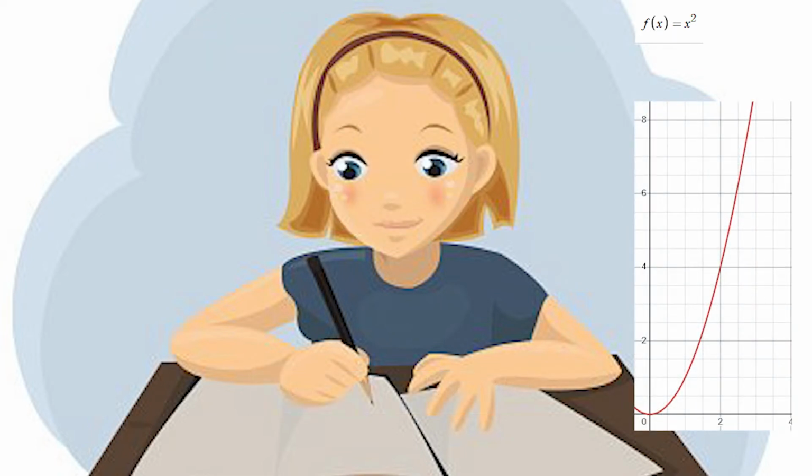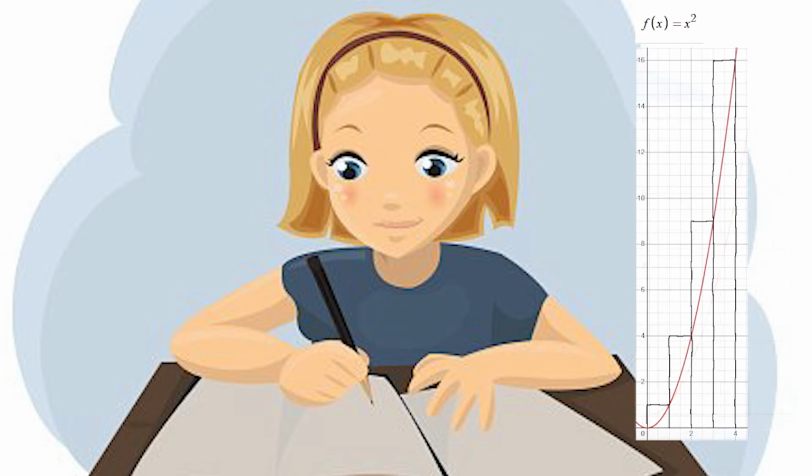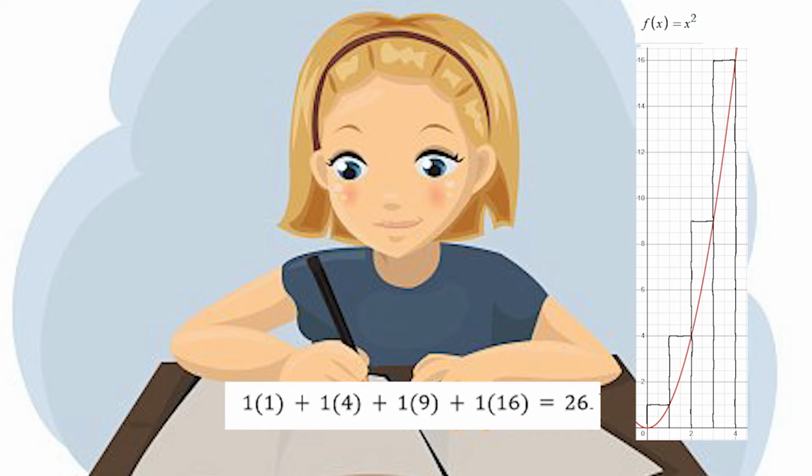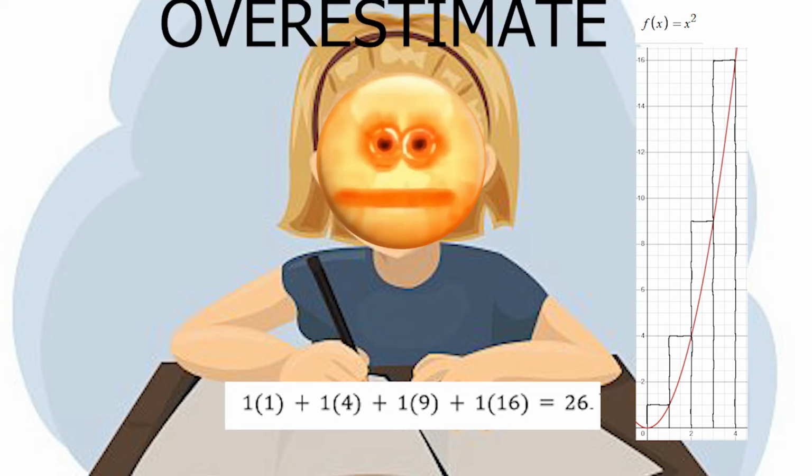The second answer used an upper Riemann sum. With the width of 1 for each subinterval and endpoints of 1, 4, 9, and 16, the equation was set up like this. Noticing that the rectangles went above the curve, Goldilocks was unsatisfied with this answer and said, "Overestimate!"